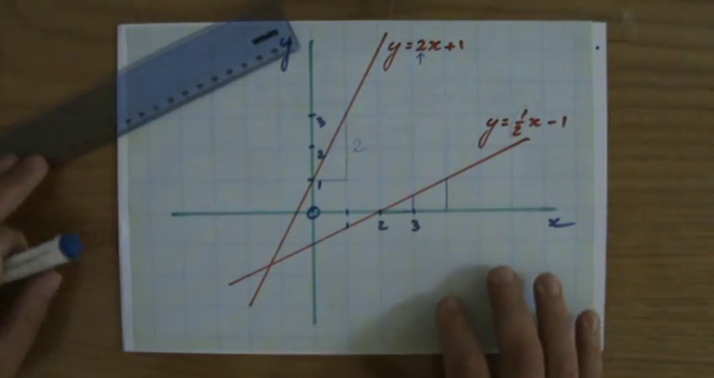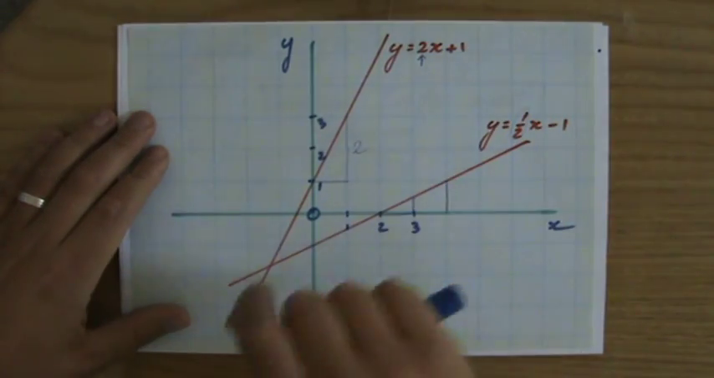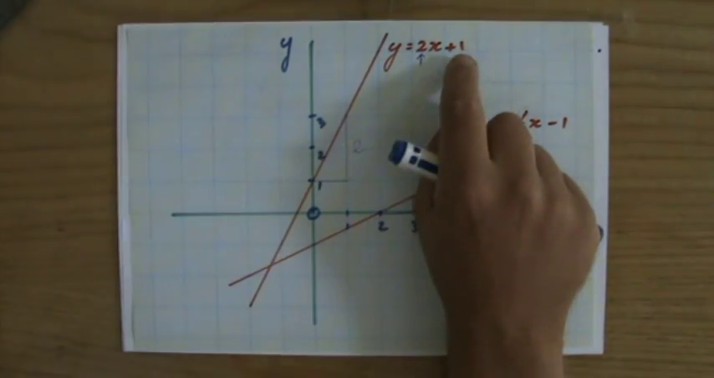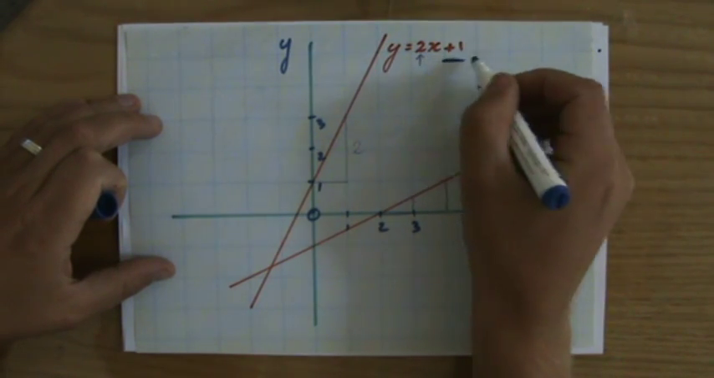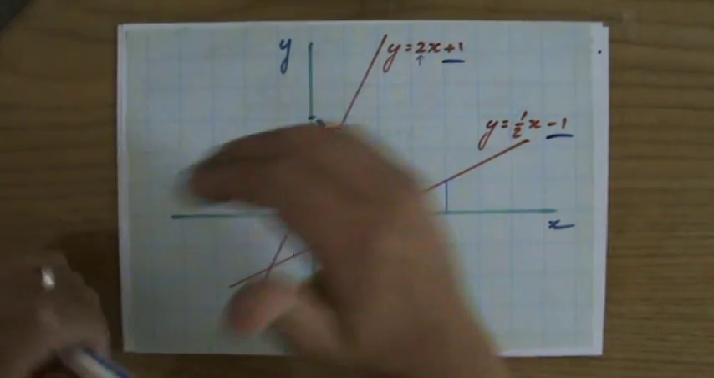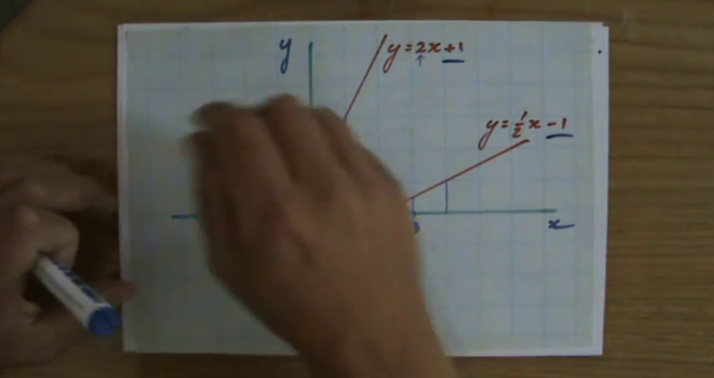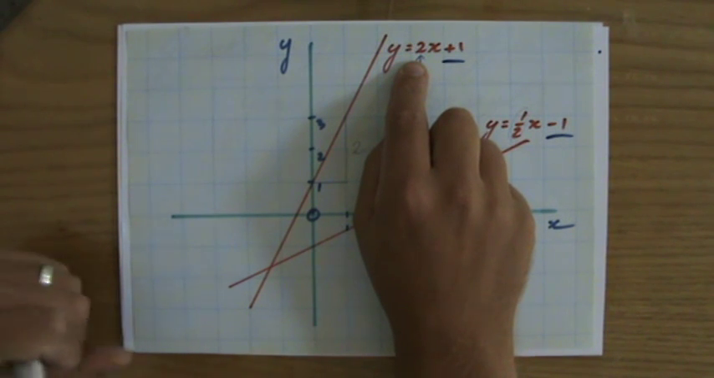Alright, and I'll summarize that in the next slide, but I want to look at one more important number, which is that constant, the number there at the end. Over here it's a positive 1, and over there it is a negative 1. Now what does that tell about your line? The coefficient gives me the gradient, the steepness of the line, but what does that constant tell me?